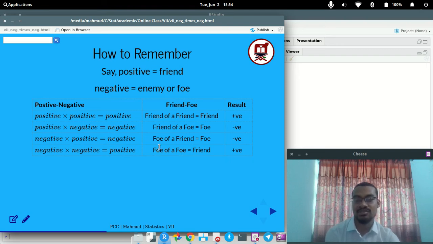Again, negative times positive can be considered a foe of a friend, that is, an enemy of a friend. It can be considered a negative number, because an enemy of our friend is our enemy, so it is again negative. Again, negative times negative is a foe of a foe, that is, an enemy of our enemy. Someone who is an enemy of our enemy can be considered our friend in theory. Okay, this is how you can easily remember this.